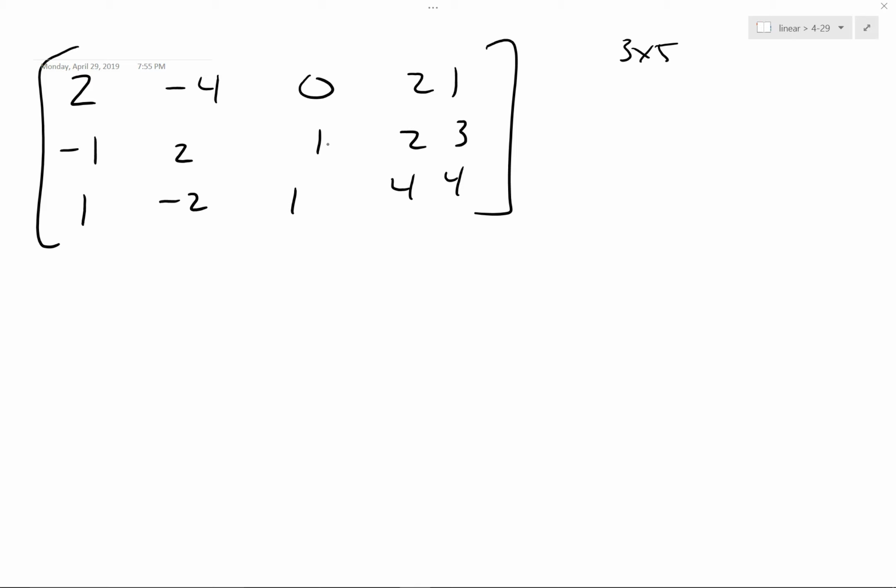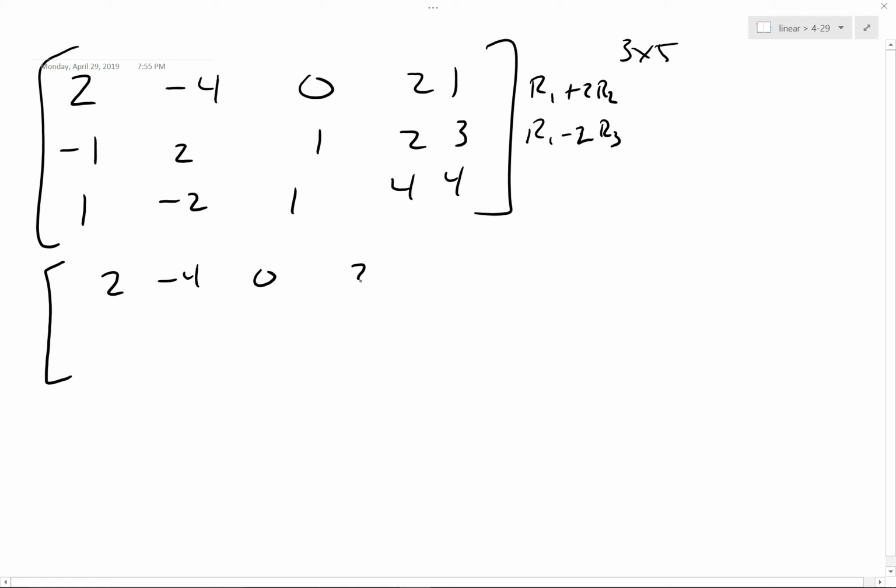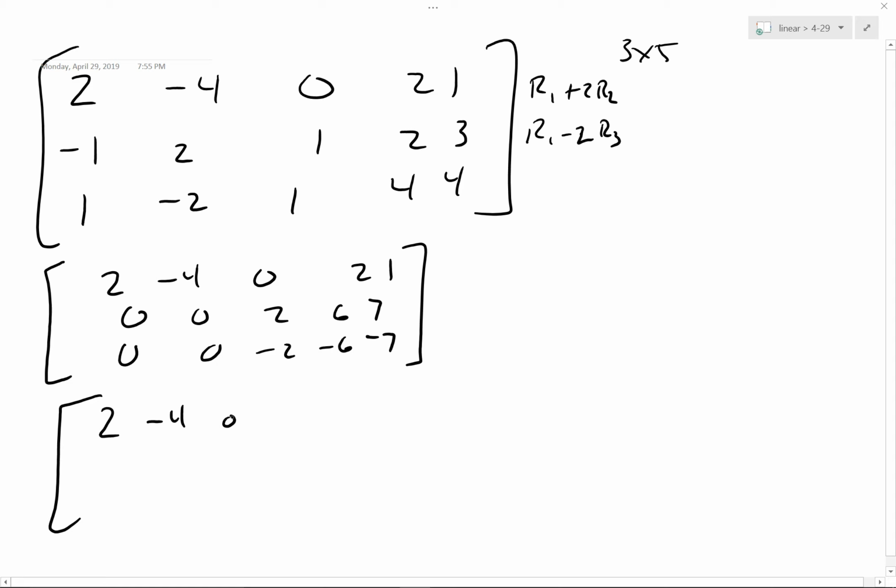So if I do this, and I think I did R1 plus 2 R2s and R1 minus 2 R3s, and of course then I ended up with this: 2, -4, 0, 2, 1, 0, 0, 2, 6, 7, 0, 0, -2, -6, -7. Oh, what? Sorry, that one jumped up from the bottom, next row down. And then 0, 0, 2, 6, 7, and of course a set of goose eggs. Nice. Okay, so what do we have here?